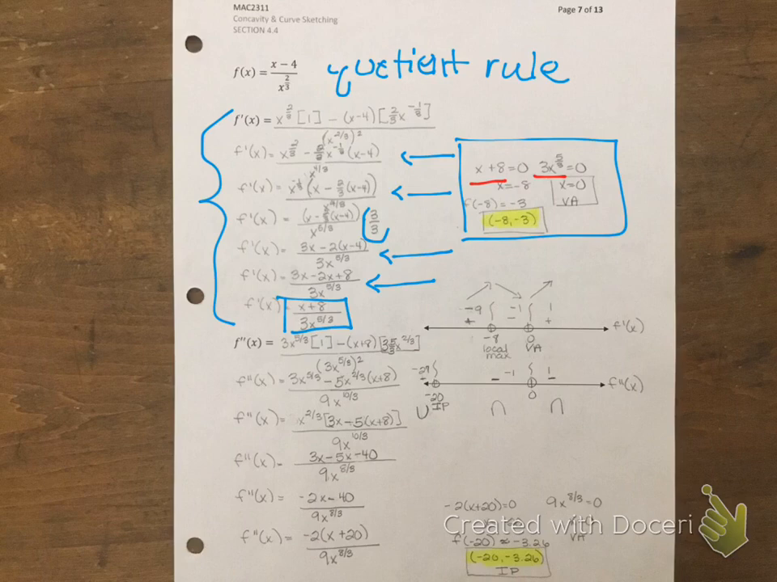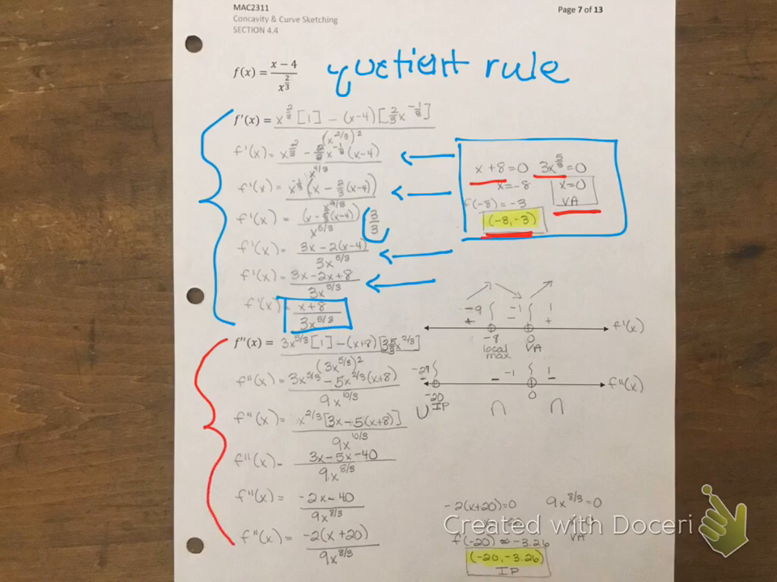Remember, the numerator gives me possible local extrema. I got the -3 by plugging in -8 for my function. Remember, the denominator gives you vertical tangents, which in this case we already knew was a vertical asymptote at x equals 0.